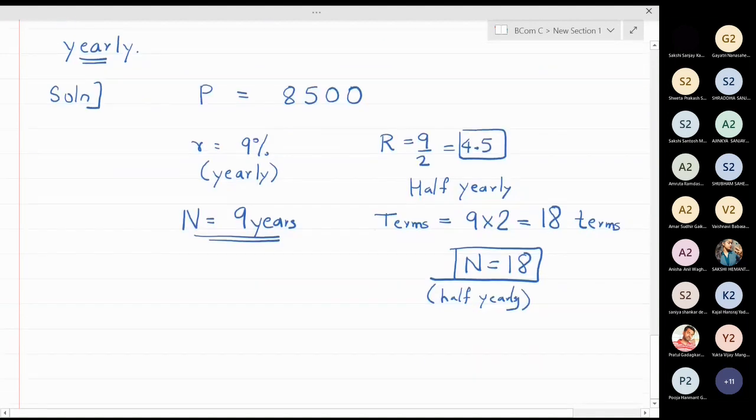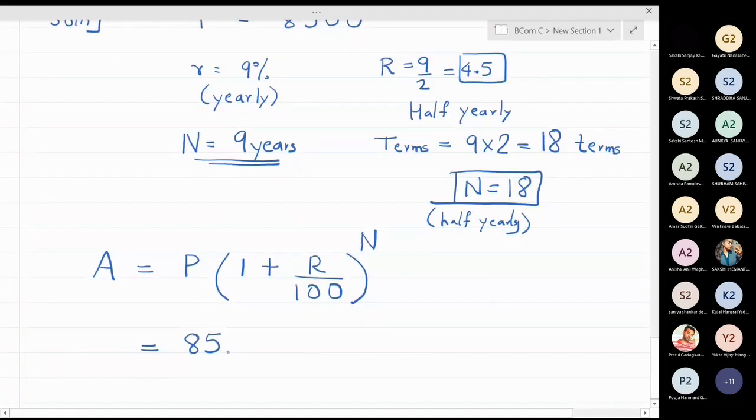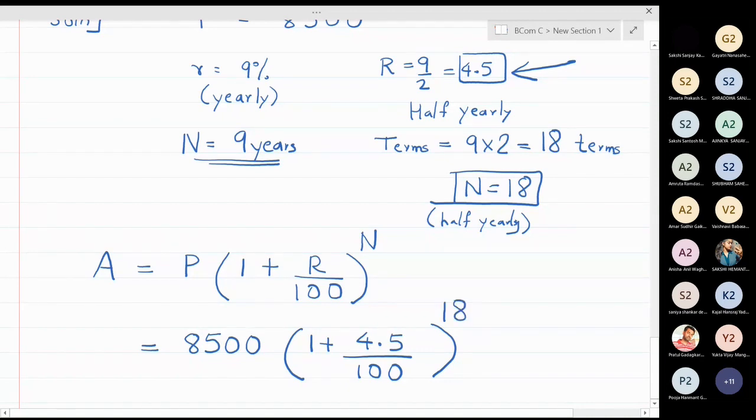So what is the formula of amount in the compound interest? We know that the formula of amount is P into bracket 1 plus R upon 100 raised to N, which is equal to principal, which is 8,500, into bracket 1 plus rate, which is 4.5 upon 100, bracket raised to 18.